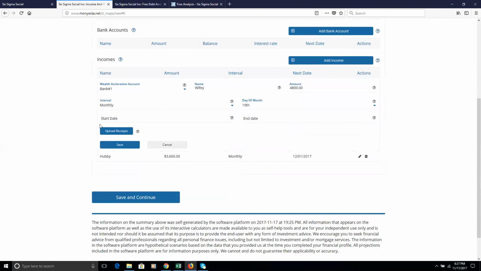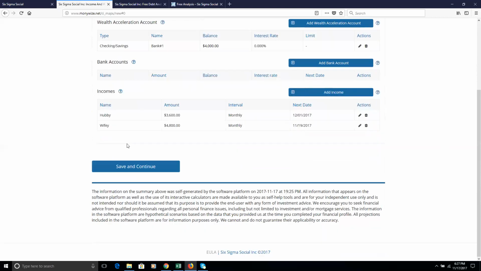Now you'll also notice periodically you'll see this upload receipts. You can upload a PDF or a JPEG of a document. Helps at tax time. So we've just been able to create a bank account, and we've got two sources of income coming into the household.